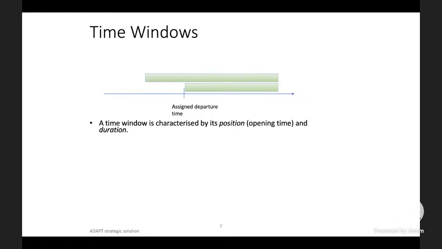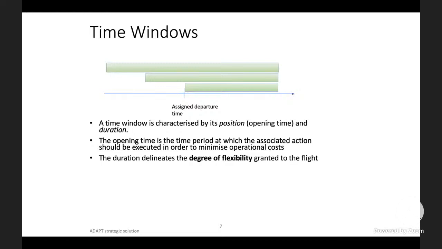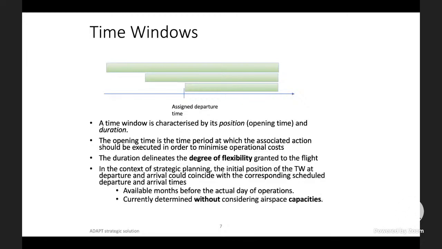It can extend forward from the time it starts, and even backward before the supposed departure time or entry time in the sectors, symmetrically or asymmetrically with respect to the position, the opening time. This is the time period in which the action, the departure or the entry into a sector, is supposed to be executed to minimize the cost. And so the greater the time window, the higher the flexibility granted to the flights.